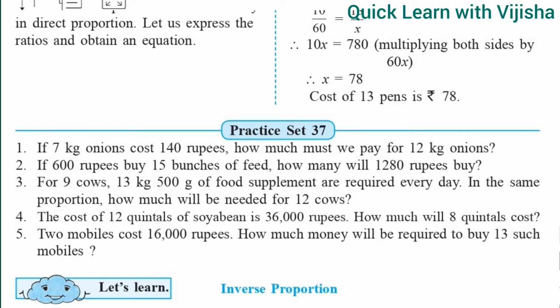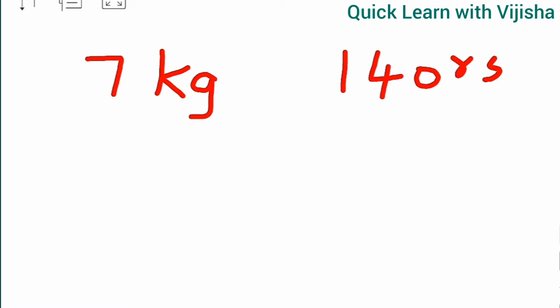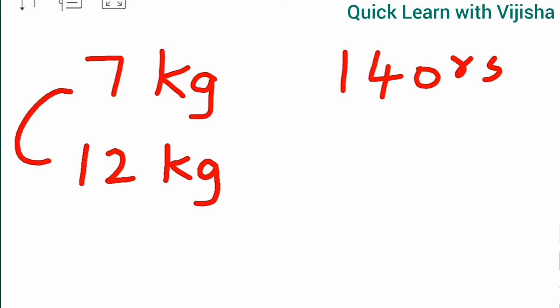So let's get into practice set 37. The first question is: if 7 kg onions cost 140 rupees, how much must we pay for 12 kg onions? We will put the values that are given. 7 kg onion is 140 rupees. How much do we pay for 12 kg onions? The kg value is given, so we will write it under the kg value. It is being increased from 7 to 12, so it is a direct proportion question. Understanding, children? Now we'll see how to solve this.